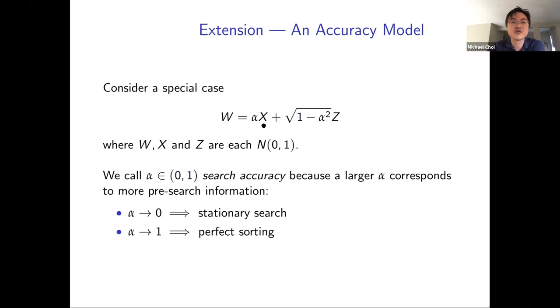In this version, if you have the limit of alpha equal to 0, it's the stationary search because the hidden factor has all the variance, and the known factor has no variance. If alpha is equal to 1, it's perfect sorting. You'll see everything at once prior to search. The intermediate case is alpha strictly between 0 and 1.